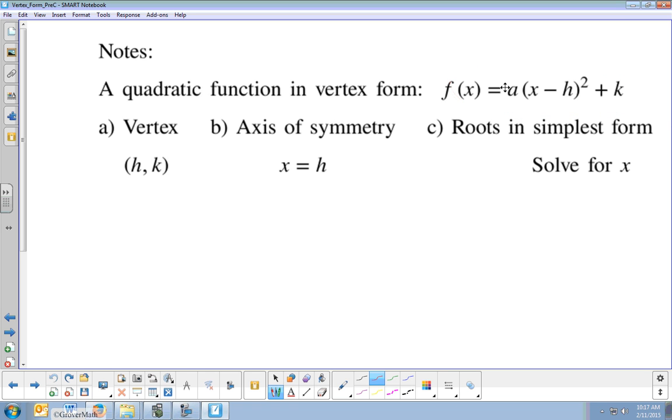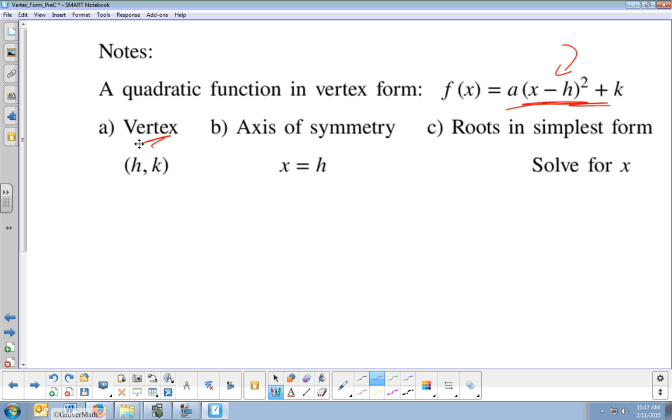I think all these problems are going to be given to you in this vertex form. I may change a couple of them where you have to first convert it into this and then answer these questions. But for now, just getting used to reading this form, we're going to give it to you like this just to make that transition a little easier for you.